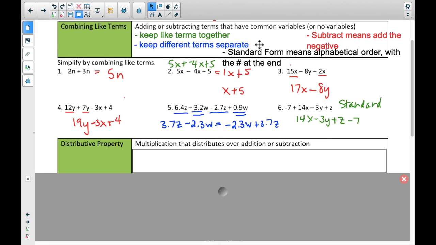Now, if you need to pause the video and write this stuff down, that's fine. Do that. Pause it so you can get everything down you want to get written down. Okay, this video is getting a little bit long, so I'm going to end this video here, and the next video is going to pick up with distributive property.